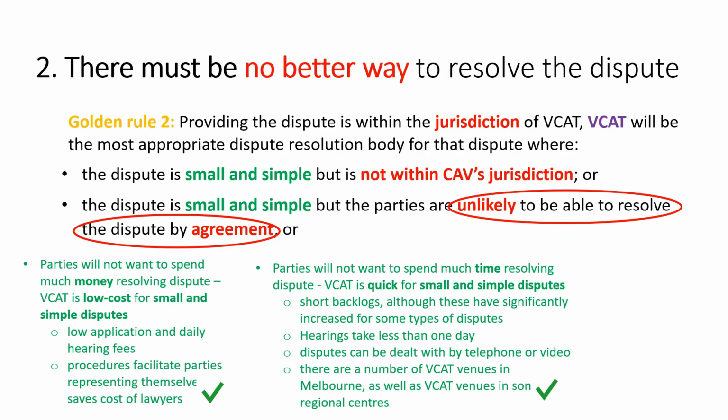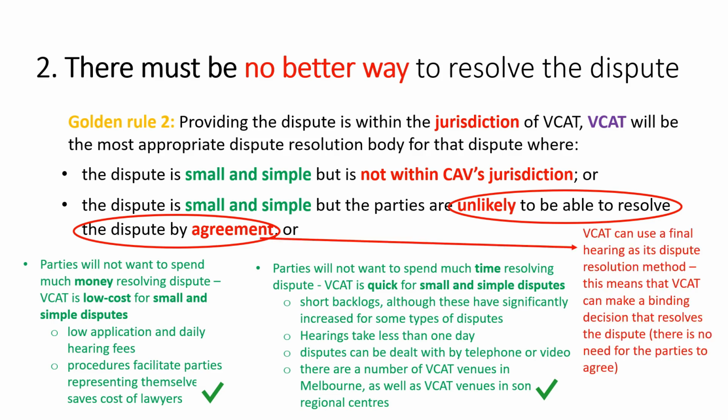In these circumstances, VCAT will be the most appropriate dispute resolution body because, when it uses its dispute resolution method of a final hearing, it can make a binding decision that resolves the dispute. In such a case, the agreement of the parties is not necessary for the dispute to be resolved.